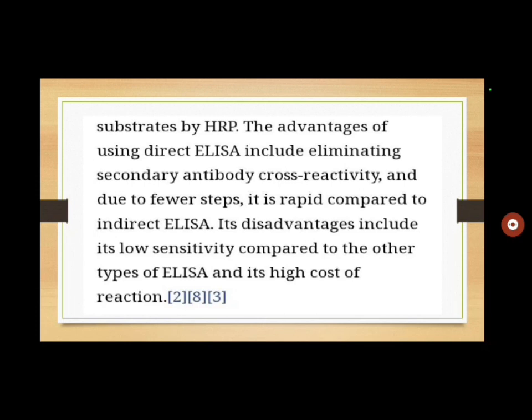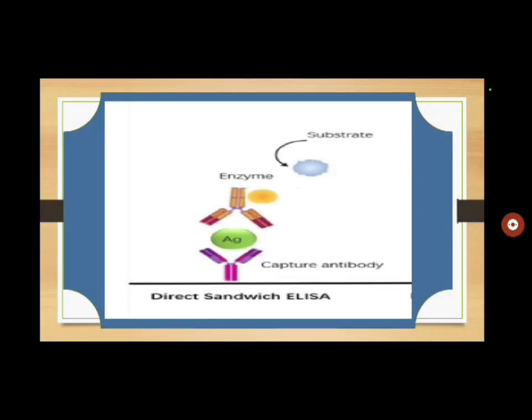The advantages of using direct ELISA include eliminating secondary antibody cross-reactivity, and due to fewer steps, it is rapid compared to indirect ELISA. Its disadvantages include its low sensitivity compared to the other types of ELISA and its high cost of reaction. Direct ELISA.